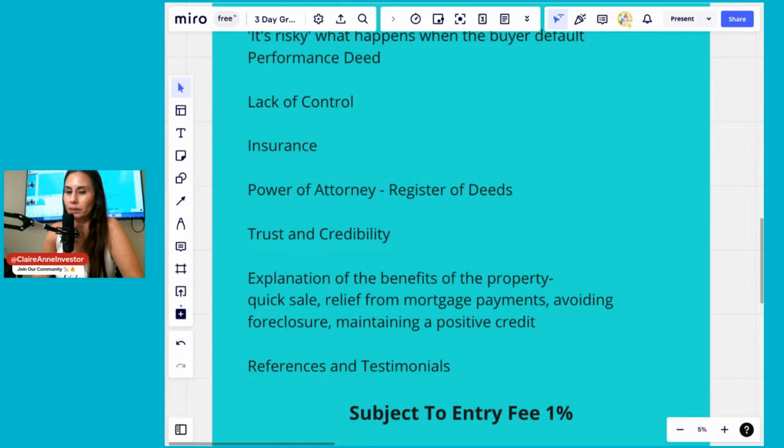Also, to get credibility and trust, it's good to have references and testimonials saying, hey, they took over my mortgage payments, they didn't have any issues, they paid on time.